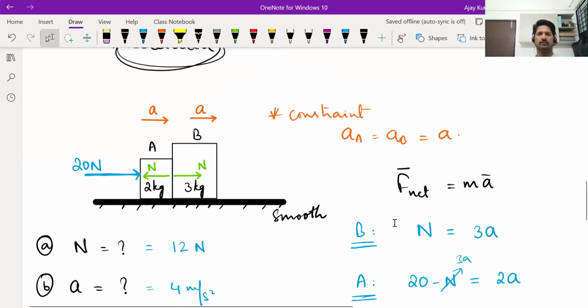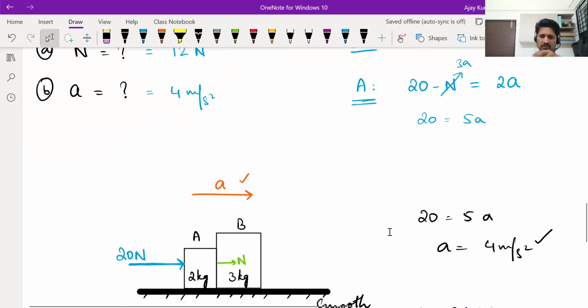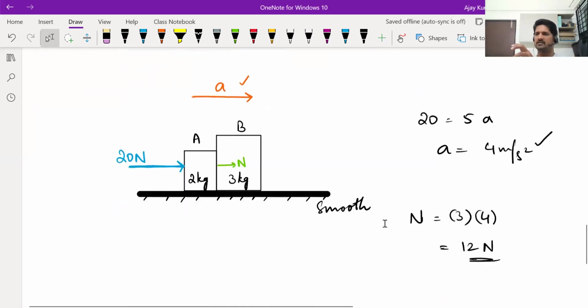So there are two ways of approaching such questions. That is what I'm telling you basically. You can, right from the beginning, treat them separately, or you first treat them together, find out the acceleration, then separately you deal with them, you write equations for them, you can tell the unknown force.